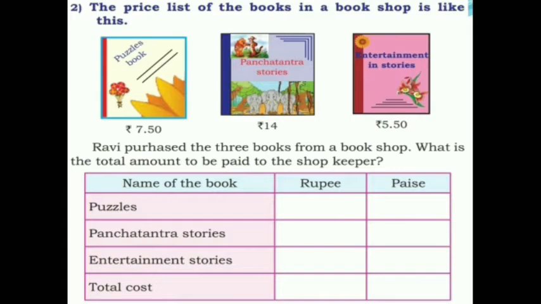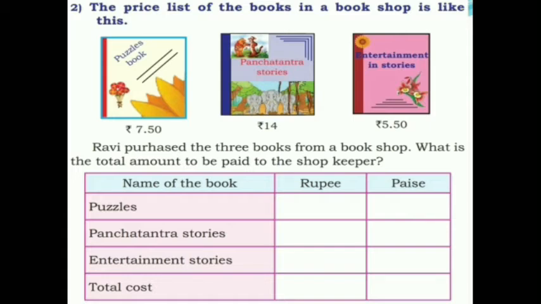Children, look at this picture. The price list of the books in a bookshop is like this. The cost of puzzle book is 7 rupees 50 paise and the cost of Panchatantra story books is 14 rupees and entertainment in stories book is 5 rupees 50 paise. See this question. Ravi purchased the 3 books from a bookshop. What is the total amount to be paid to the shopkeeper?